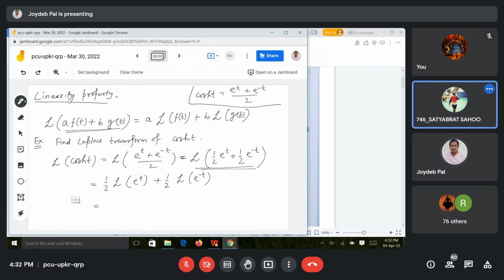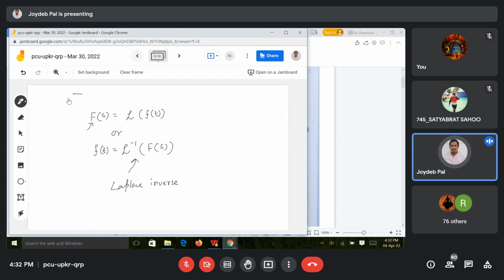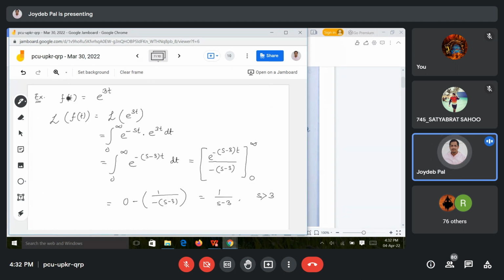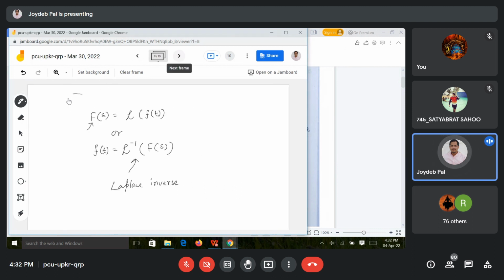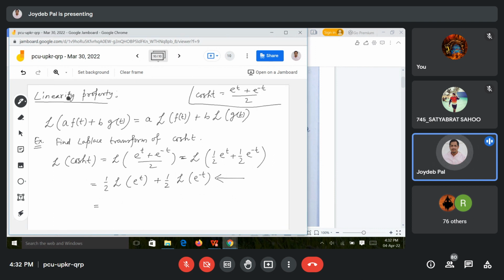Actually, in this line I have applied the linearity property. Now you know the Laplace transform of e to the power t. Not always do you have to use that integration formula. Don't think that every time I have to use that integration and then solve it. No, there are some tabular formulas which you can use directly. So here also it is a tabulated function, e to the power t.